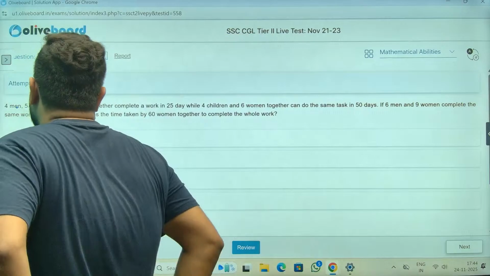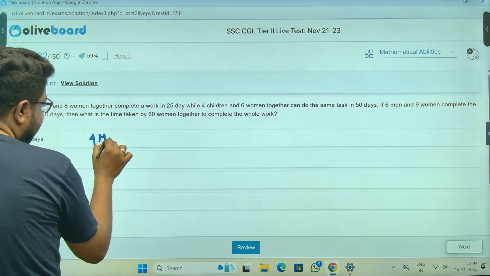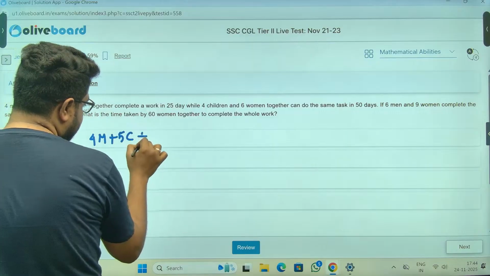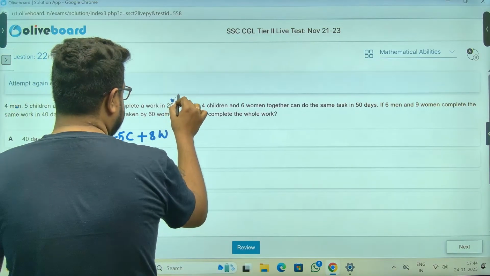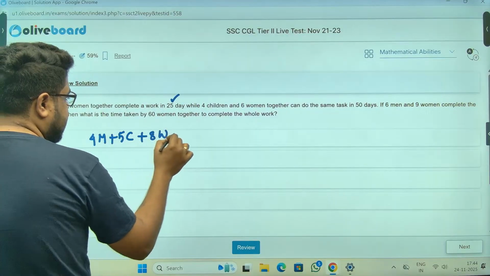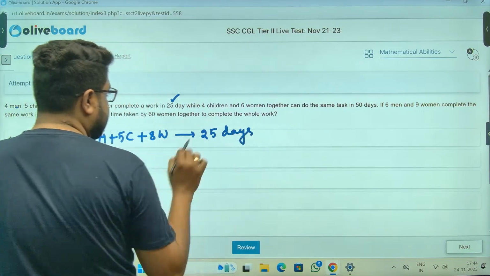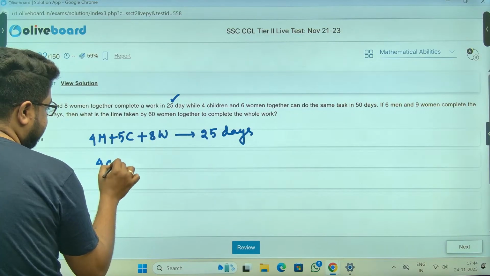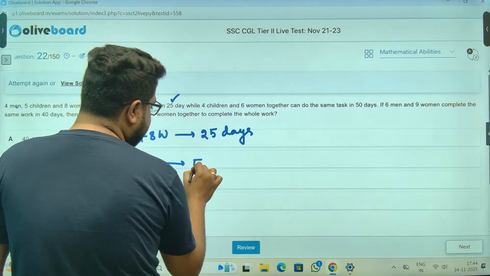Chalo. 4 men, 5 children, 8 women can complete this in 25 days. Listen to me very carefully for the next few minutes. I'll show you a technique. 6 women can complete this in 50 days, sir.